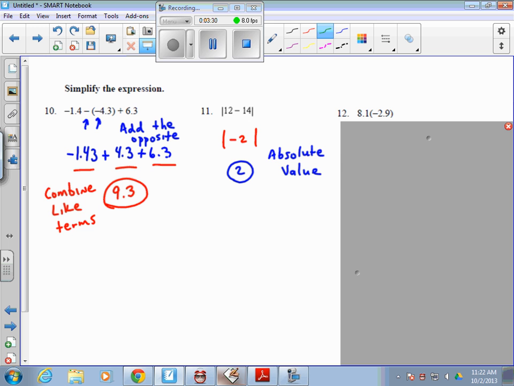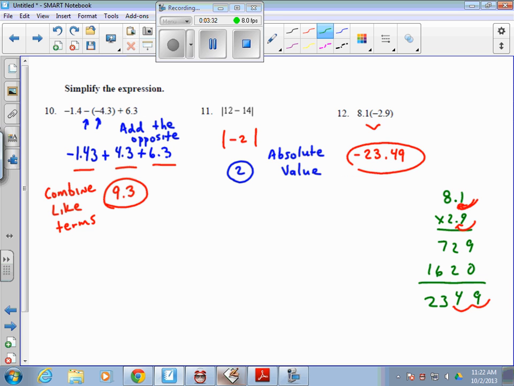Number 12 says 8.1 times negative 2.9. 8.1 times negative 2.9, you get the number 2349. You have to move that decimal 2 times because it moves over 2 spots for these numbers here. 23.49, and since you're multiplying a negative and a positive, anytime they're opposite, that's a negative value, and that's why it's negative 23.49.